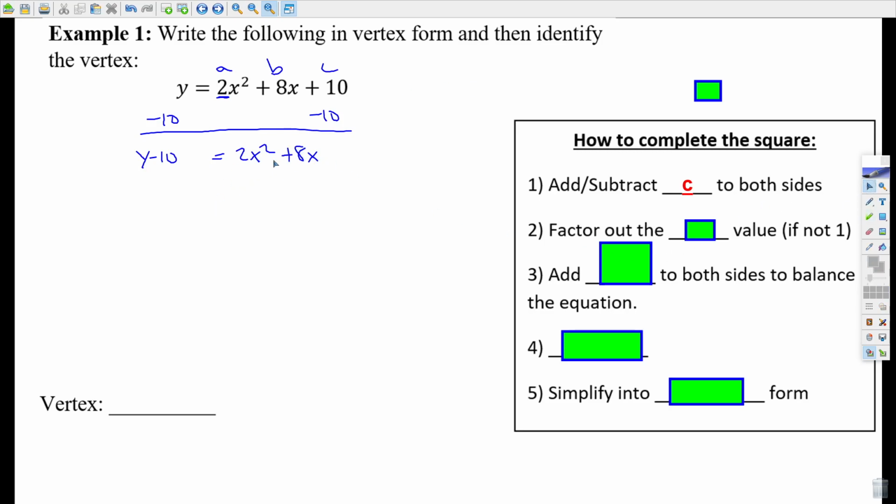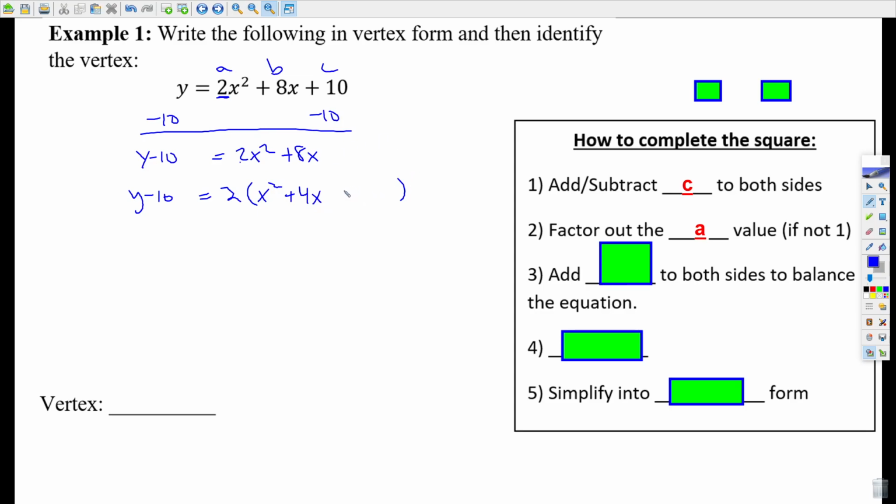Usually at this point, this is where we put the blank spots in there. But we actually have a different second step here. We're going to get rid of this 2 that's out here. We're going to factor out the a value, which was 2, that we labeled up here. So we're going to take out the 2 as if it's the GCF. Now in this case, it actually is a GCF, but we're only taking out a 2. We're not taking out the x. So let's rewrite this. We have y minus 10 equals 2 times the quantity, and once we divide both these things by 2, we get x squared plus 4x.